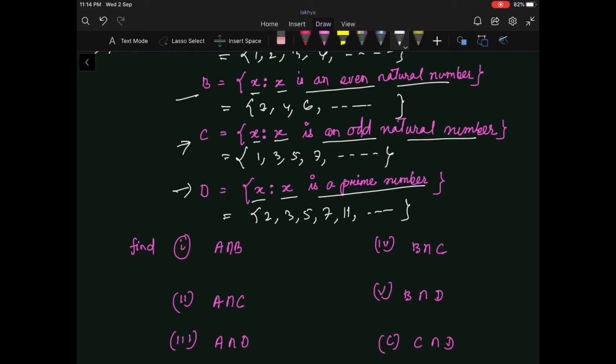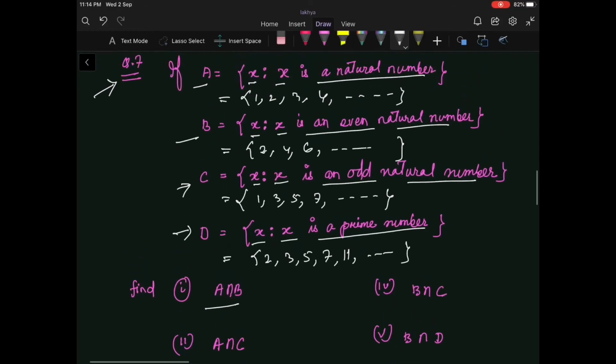Okay, so how to find A intersection B? Intersection means set of common elements. So for A intersection B, what is the set of common elements? Here you see, in the set of natural numbers, all the even natural numbers are included.